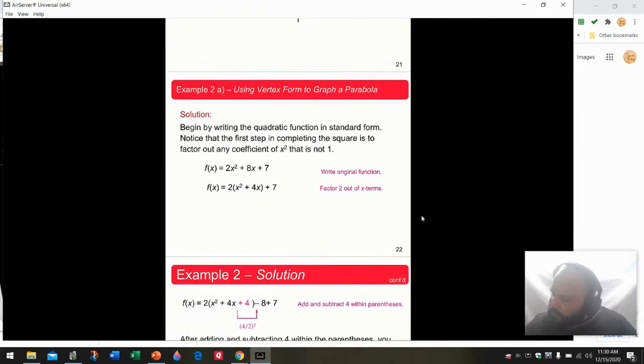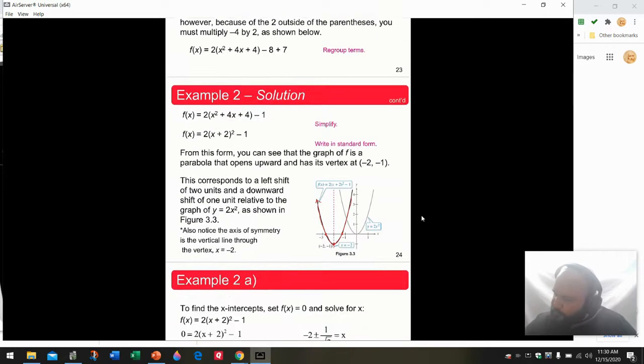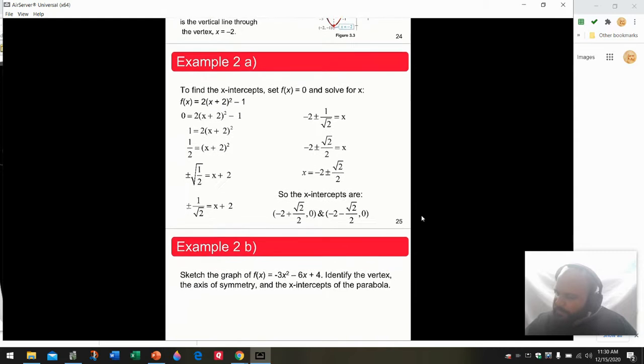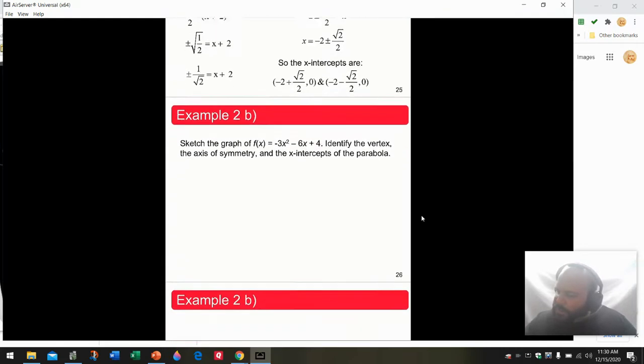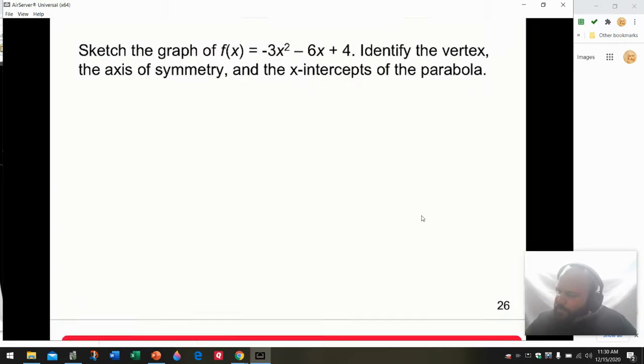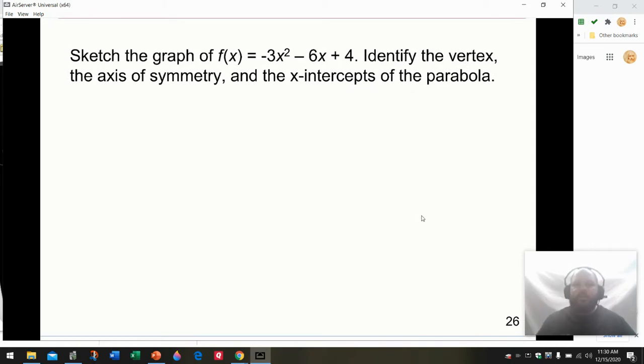So I have one more of these to take a look at. And those slides are just typed out what I just showed you. But I do feel that it's better that I write this out to explain what's going on. So this one, we have another parabola. You can see it's -3x squared minus 6x plus 4. One thing to note, this lead coefficient is negative. So this parabola is going to be opening down in this case.